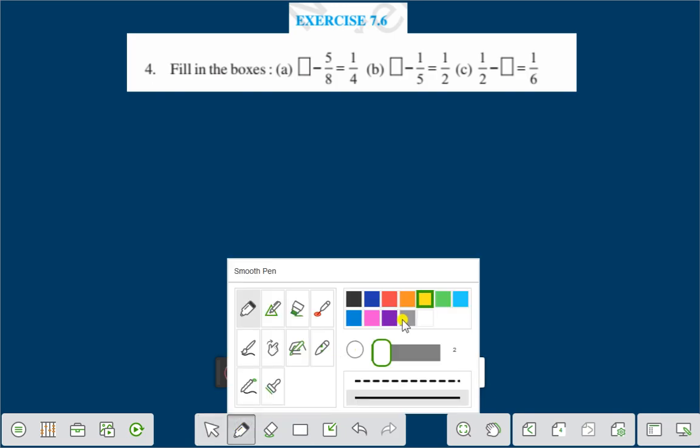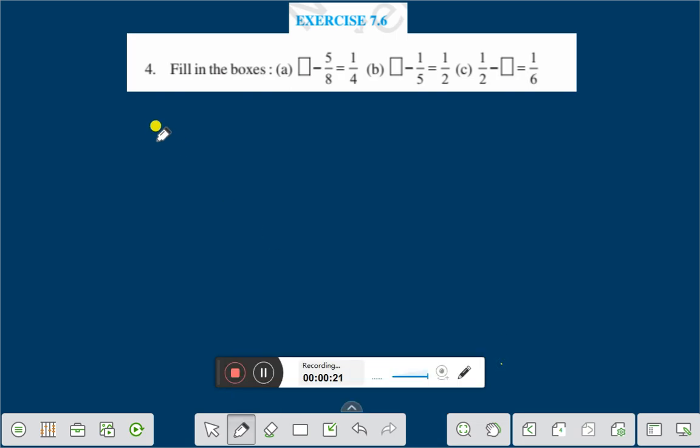Let us find question number A. Question number A is, what is given, that is dash minus 5 by 8 is equal to 1 by 4. Let us take this value as x, right? Therefore, we'll find x minus 5 by 8 is equal to 1 by 4.